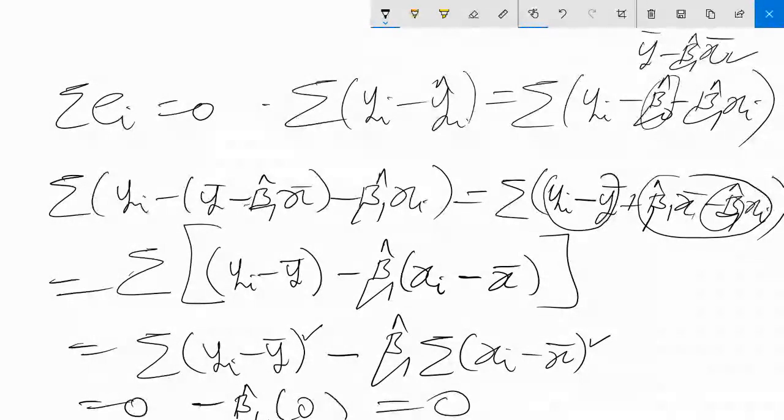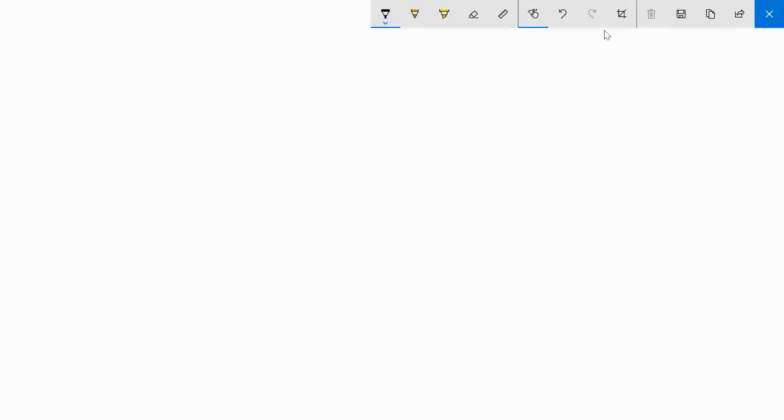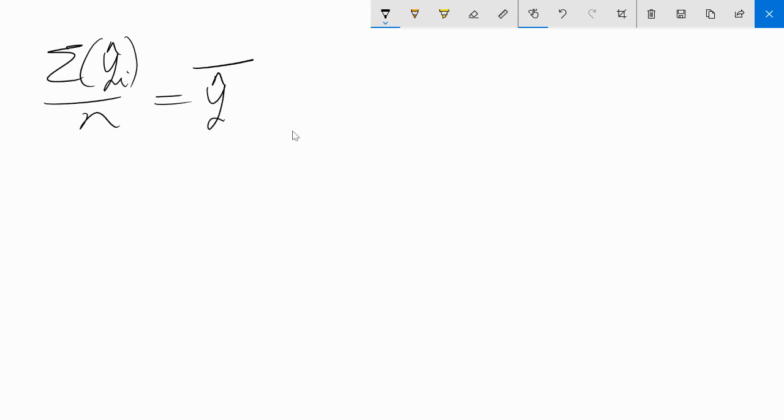So this one is very simple. Let me do number 5, because even number 5 is simple. Number 5 is saying the summation of yi hat over n, which is nothing but yi hat bar, is equal to y bar, the actual y bar.